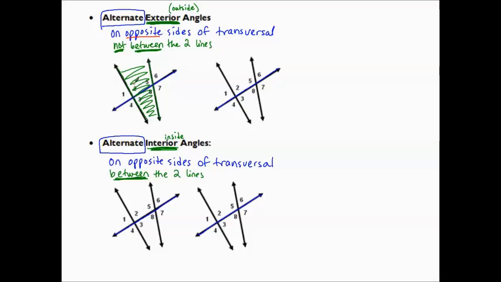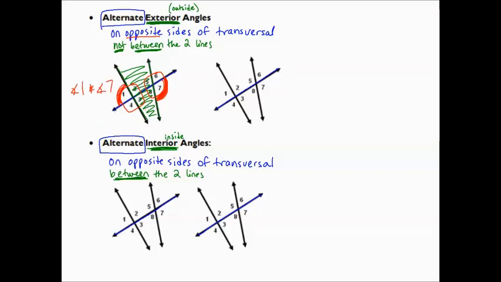So if I look at this intersection right here of 4 angles, I could pick maybe angle 1, this angle right here. And if I pick that angle and I look at the transversal, angle 1 is above it. So from the other intersection, I have to pick an angle below it. That would be angle 7. So an example of alternate exterior angles would be angle 1 and angle 7 from this picture.